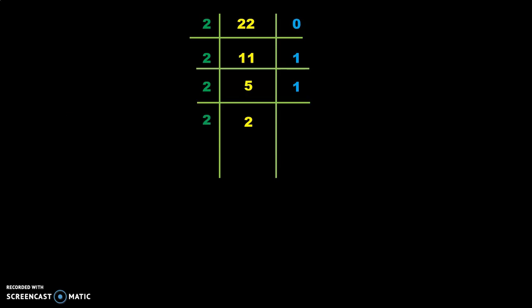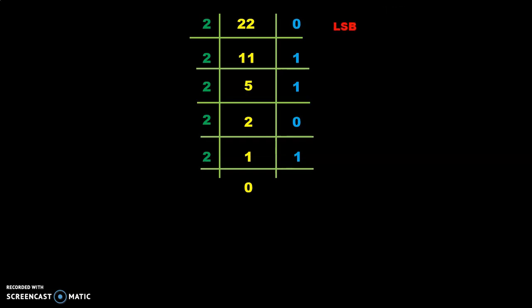Now again we divide by 2. The quotient will be 1 and the remainder will be 0. Now if we divide 1 by 2, division may not be possible, so the quotient is 0 and the last 1 automatically becomes the remainder. So now the process has been completed. When we get quotient 0, we need to stop the process.